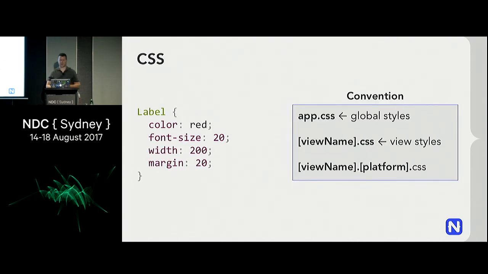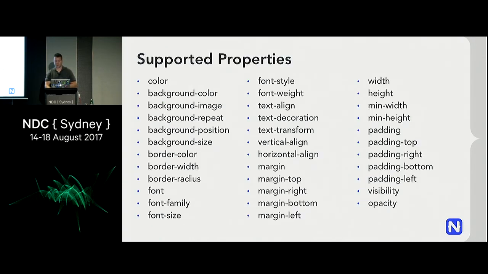And styling turns out to be pretty easy as well. So through CSS, you can certainly style these properties quite easily. As I mentioned earlier, by convention, this is how we go ahead and style them. So your view name will actually map up to the underlying view itself, and then you can say a platform if you wish. We do support a subset of CSS, so it's not the entire set specification.